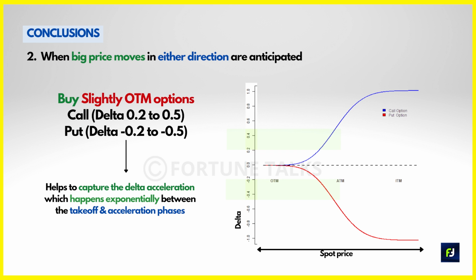The second point is when you expect big price moves in the underlying. Then I will recommend you to buy slightly OTM options because you can expect to win big, given the fact that the delta acceleration really comes into action during the takeoff and acceleration phase. During big price moves in the underlying, the slightly out of the money options tend to move quickly between the different stages of ATM to slightly ITM, giving eye-popping returns.